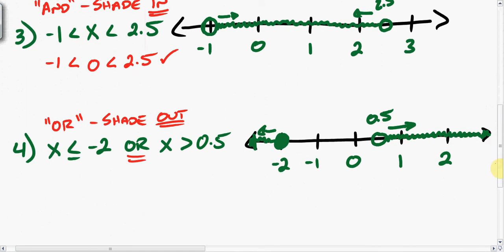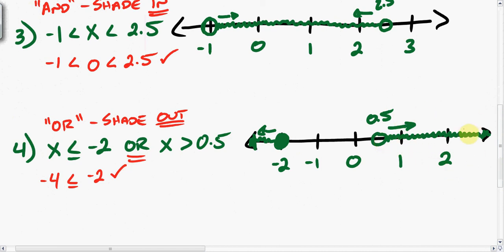And lastly, we're going to check. So I'm going to need 2 checks here with the or. When you have or, only one needs to be true. So if I'm checking the less than, I only need to check this to make sure it's true. So I need to pick a number less than or equal to negative 2. So let's pick negative 4. Is that really less than or equal to negative 2? Yes.